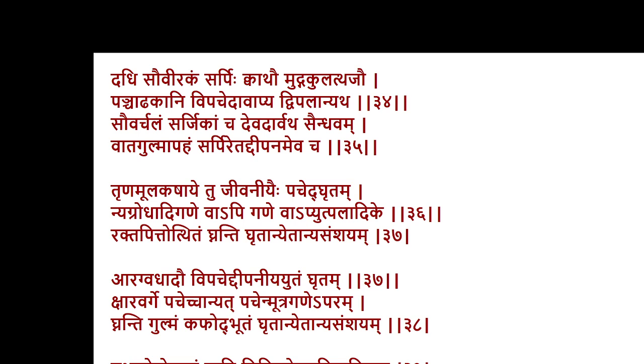Another of the Vatagulmahara yoga, Dadhi Saviraka, etc. तृणमूल कषाये तो जीवने ही पचेत घृतम् निक्रोधादि गणे वापि उत्पलादिके रक्तपित्तोच्चलं गुणन्ति घृतानि एतानि असंशयम्. In the raktaja and pittaja gulma, these yogas, where tṛṇamūla kashaya with jīvanīya dravyas is given. आरब्धोधादौ विपचेत दीपनीय युतं घृतं क्षारवर्गे पचेत अन्यत् पचेत मूत्रगणे परं घ्नन्ति गुल्मं कफोद्भूतं घृतानि एतानि असंशयम्. In the kaphaja gulma, ārabdhodhādi gana and dīpanīya dravyas are used with the kshara varga.